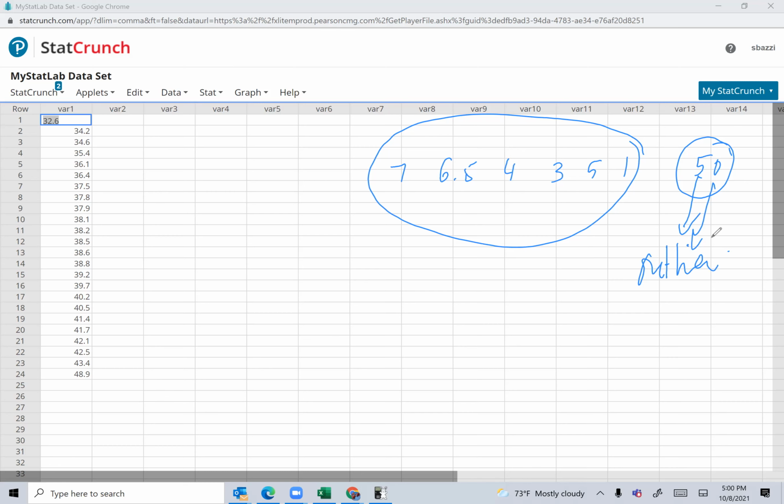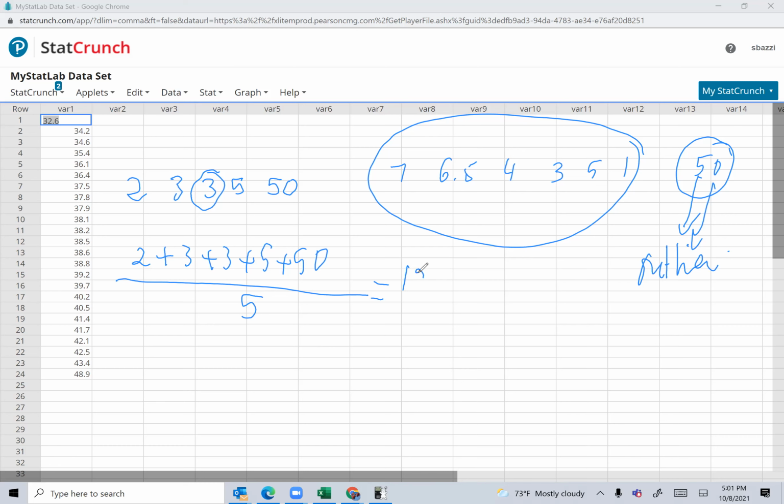The last thing I want to tell you guys, if you have this data set, 2, 3, 3, 5, 50. What's the median of this data set? It's a 3, right? The value in the middle, correct? What's the mean? If you find the mean, guys, you have to add 2 plus 3 plus 3 plus 5 plus 50 and divide by 5. Let me see what the mean is going to be. 5 and 3, 8, 13, 63 divided by 5 is 12.6.